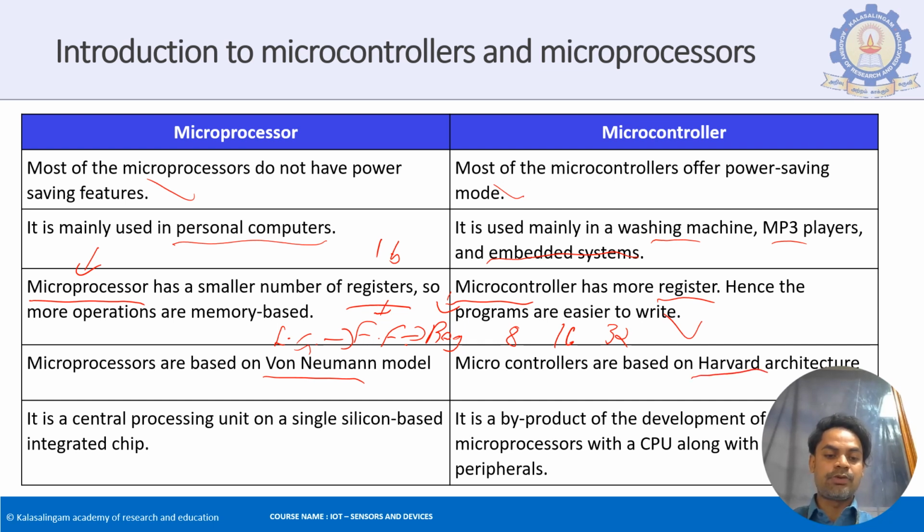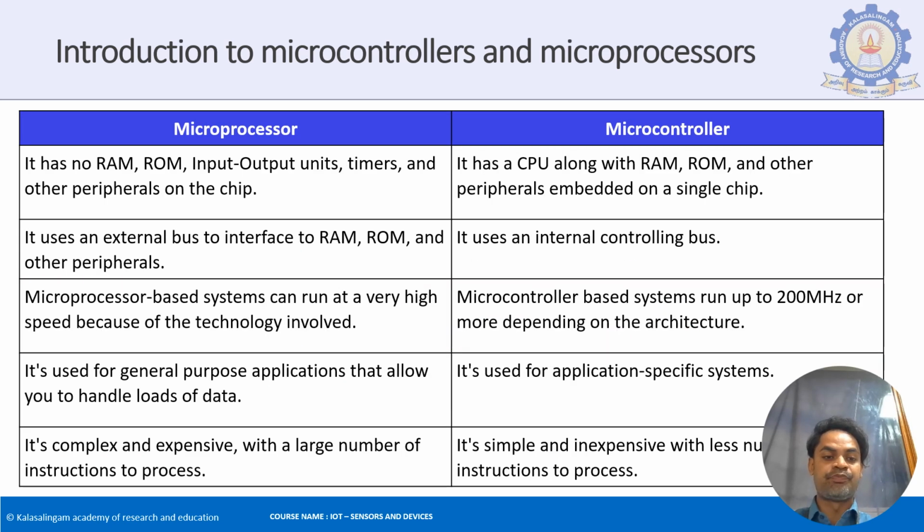These two architectures we'll be looking into a few slides later. You'll understand it. And this microprocessor is a CPU on a single chip. Whereas this particular microcontroller has all the components integrated with the peripherals into this particular chip. And a microprocessor has no RAM, no ROM, no IO units, neither timers nor other peripherals on the chip. Whereas in the microcontroller, everything is available on the chip. And the microprocessor uses external buses to communicate with all these devices, and the microcontroller has only internal buses.